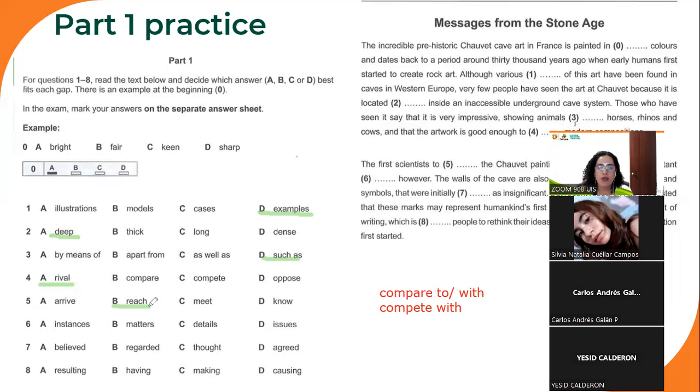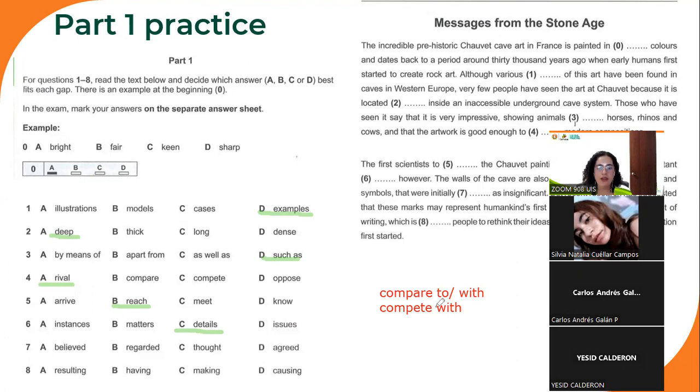Number 6, other important, however. Details. Yes, other important details. The walls of the cave are also marked with a series of lines and symbols that were initially as insignificant. Teacher, I don't know, maybe the letter C, thought. Okay, they were thought or believed as insignificant, were agreed as insignificant, were regarded as insignificant, or was believed as insignificant.